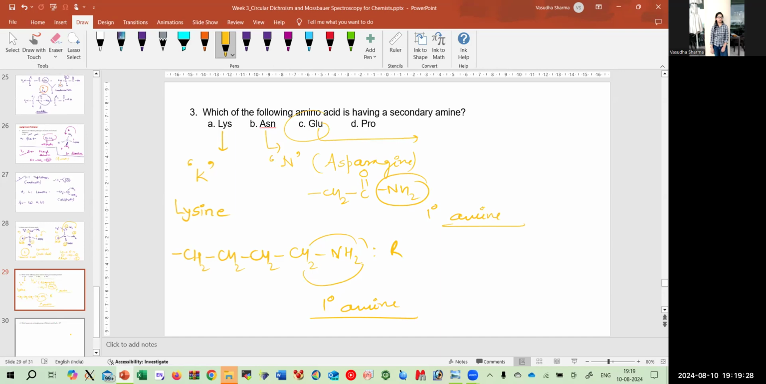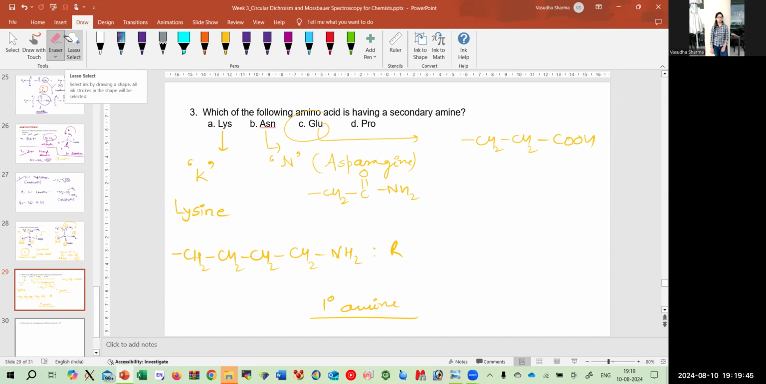Then glutamic acid. Again, this is CH2, CH2, COOH. Just a second. Not this case we have to consider. Sorry for this.